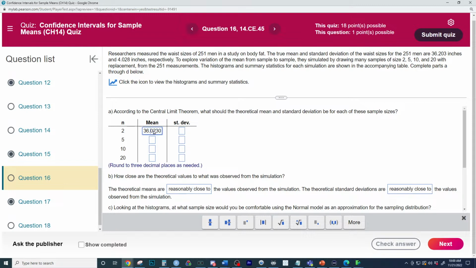6.0203. And the standard deviation is 4.028.